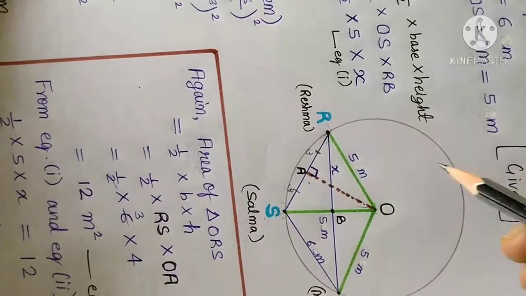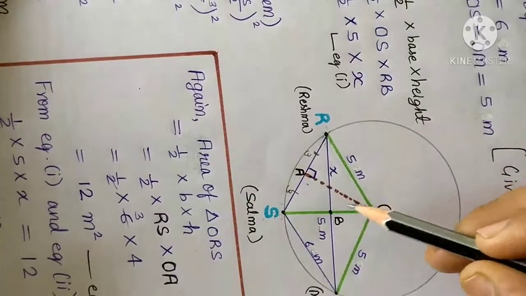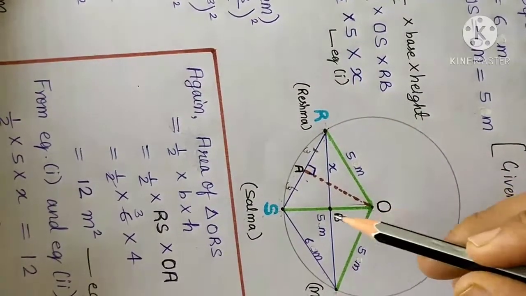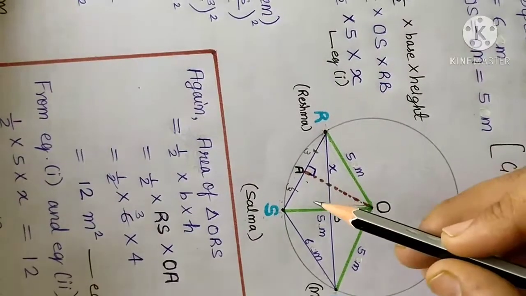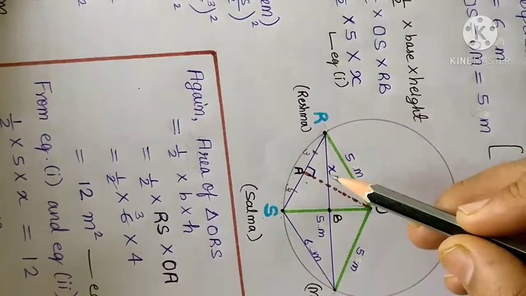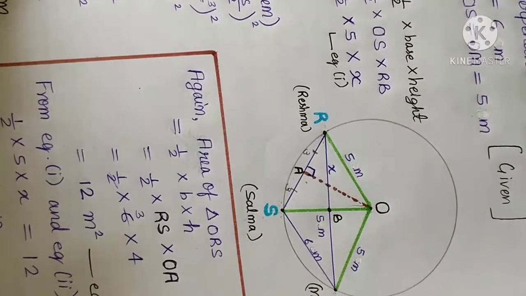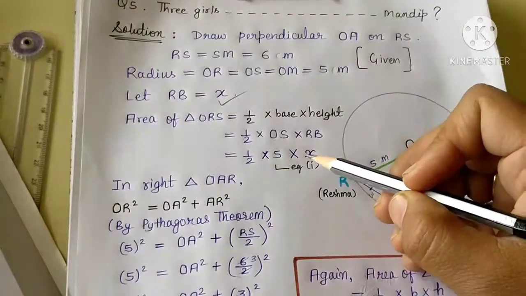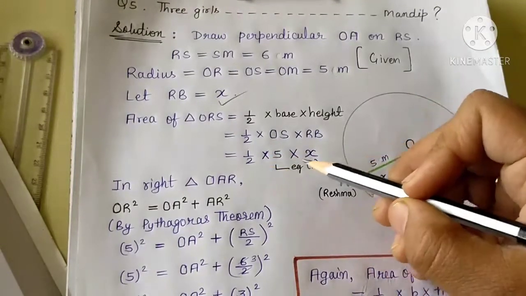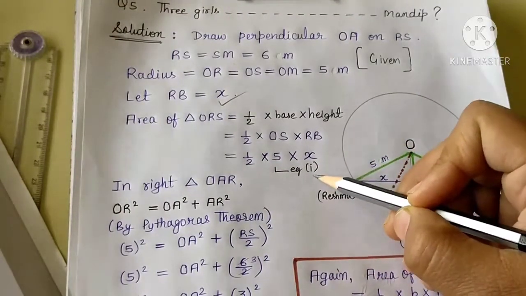Now, how much is OS? This is the base. Just check, this is the green line, and the green line is a radius, so it is 5 meter. Height is RB, which is X. Putting the values, we get 1/2 into 5 into X, so the area is 5X by 2. This is our first equation.